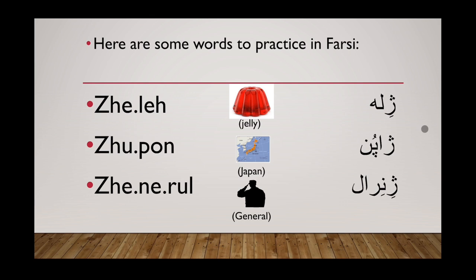So here are some words to practice in Farsi. Gelé, gelé. That means jelly. How about this one? Japon, Japon. That means Japan. And this one, general, general, and that means general.